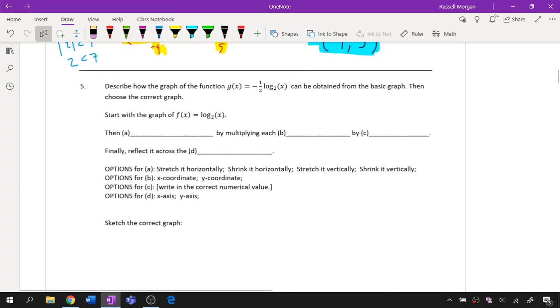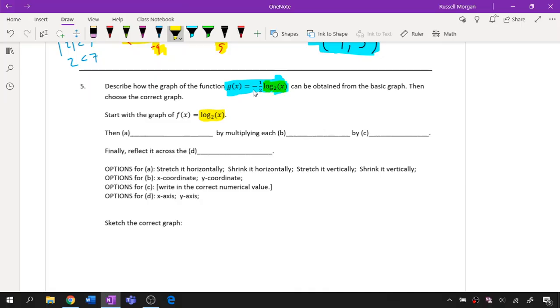All right, this one's an interesting problem just in how it's worded. It says, describe how the graph of the function of this thing, okay, so there's our function, can be obtained from the basic graph. Okay, well, what do they mean by that? We're going to start with just some function called log base 2 of x. Notice that's almost like this one right here. Log base 2 of x is just this piece right here.